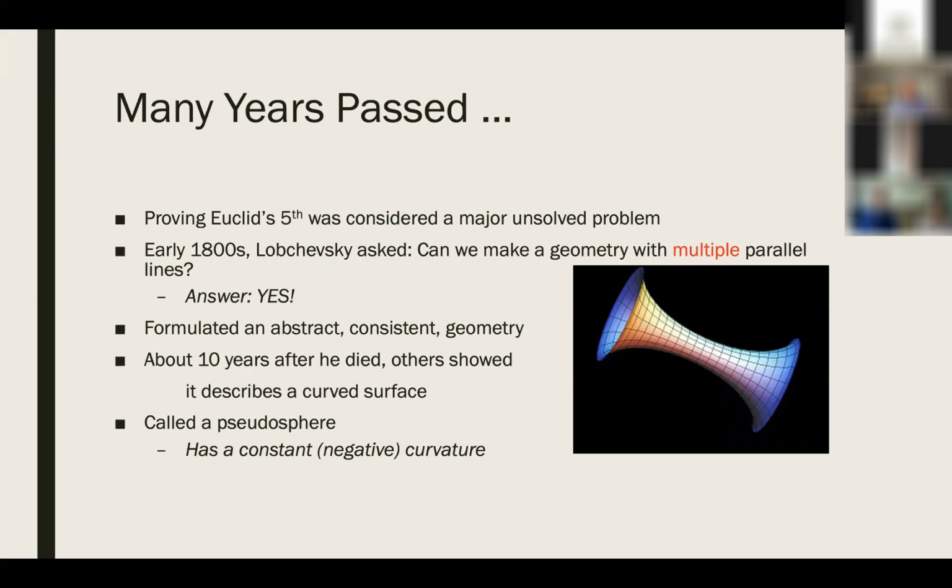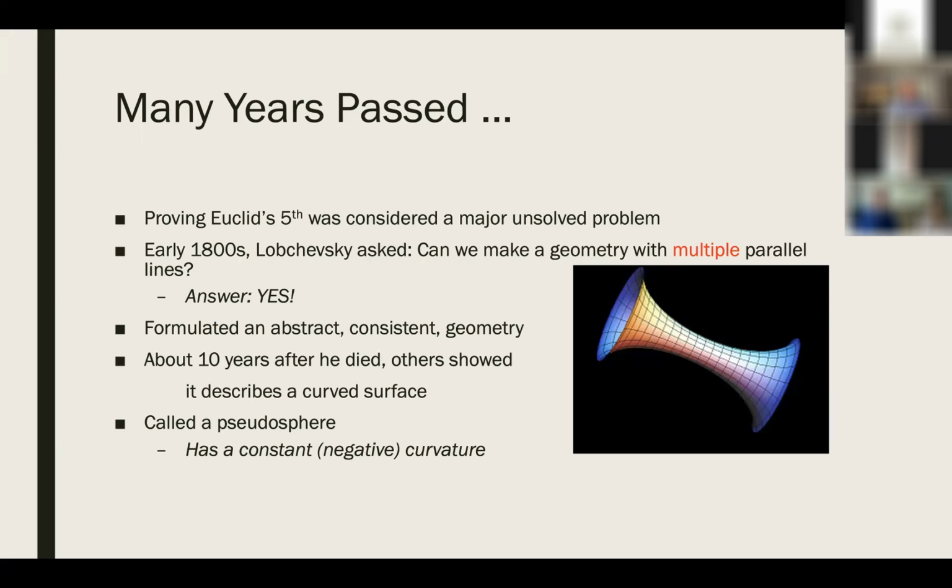So many years pass, actually more than a millennium, and it was one of the big outstanding problems, a major problem, and it was not solved. Quite a number of good mathematicians in their era tried to prove Euclid's fifth, no relation to Beethoven's fifth, but no dice. Finally, in the early 1800s, a Russian mathematician named Lobachevsky reversed the question and said, can we make a geometry where there's more than one parallel line?